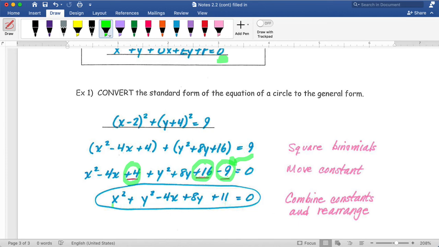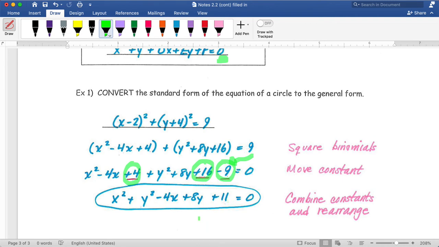Okay, and it's customary to put this in order of descending powers, and the x's before the y's. So it's x squared, y squared, then your x linear, your y linear, and then your constant. Okay, so you just combine it and rearrange it. It's quadratics first, x first, then y, then linears, x first, then y, then constant. This is the general form of the equation of a circle.